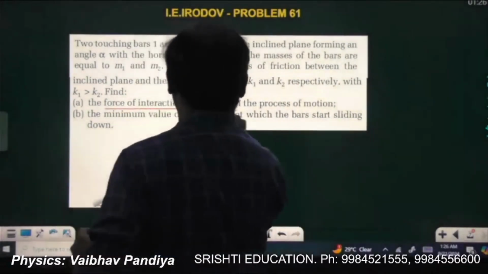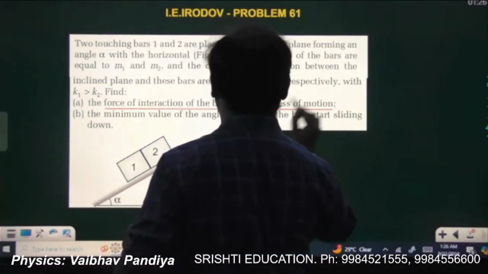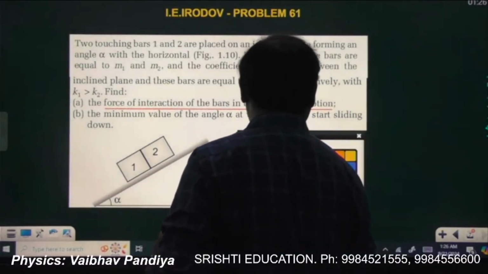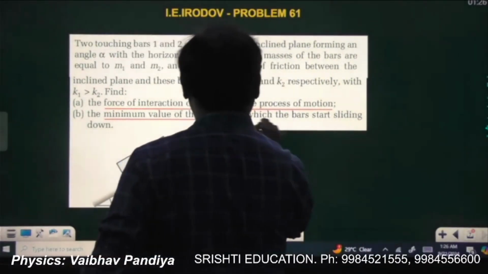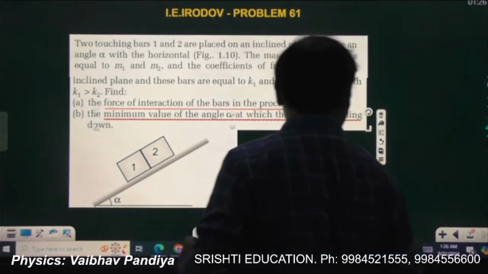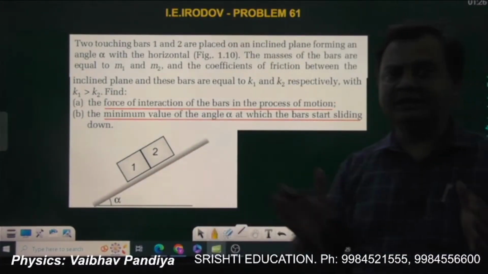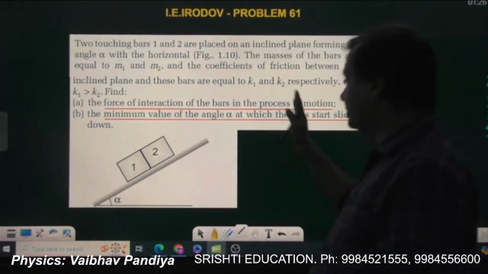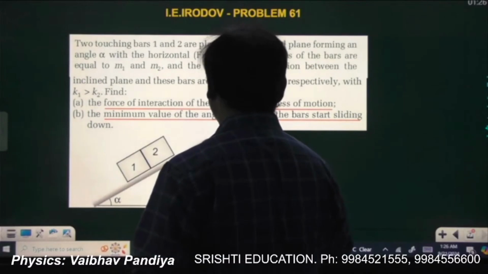First, we have to find the force of interaction between the bars or blocks, and then we have to find the minimum value of the inclination angle alpha for which the blocks will start sliding down the inclined surface. Okay, so this is the description and goal of the problem.